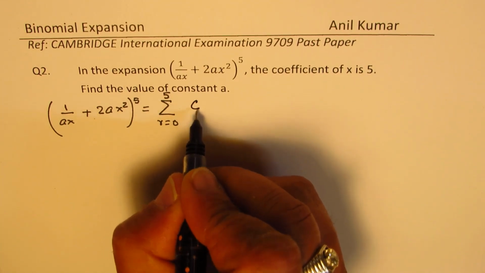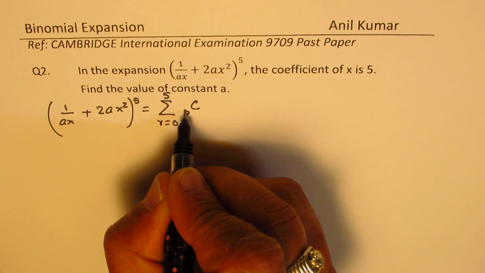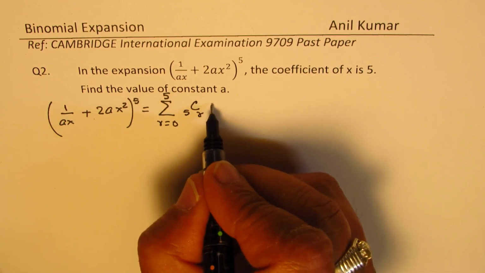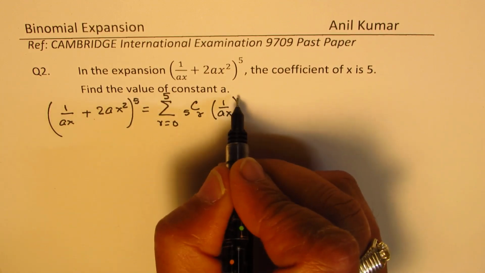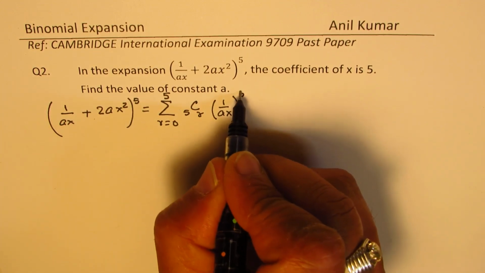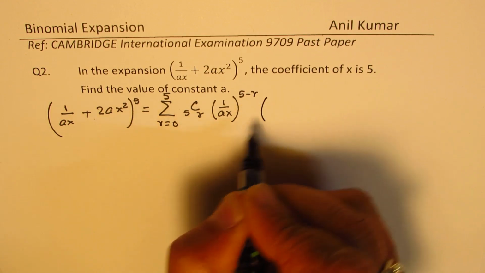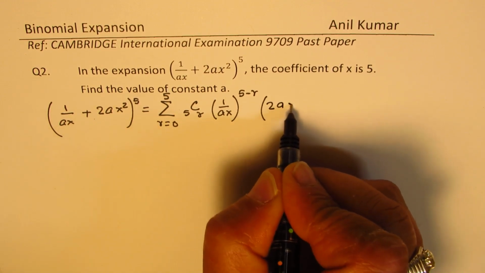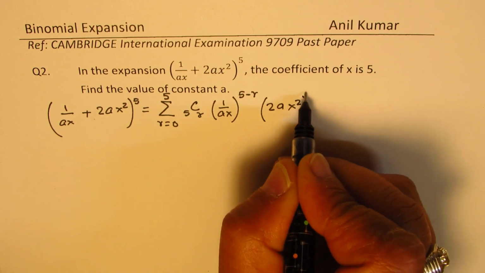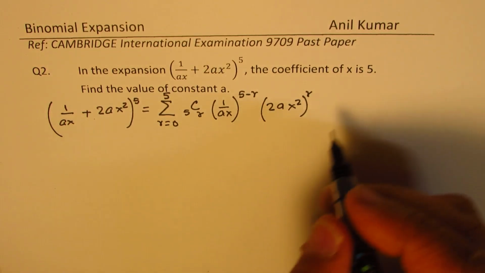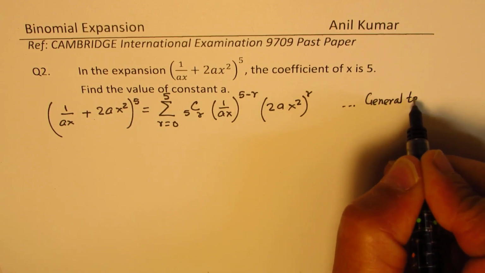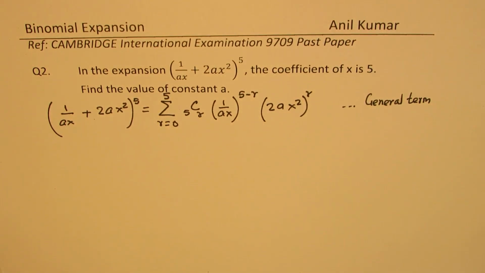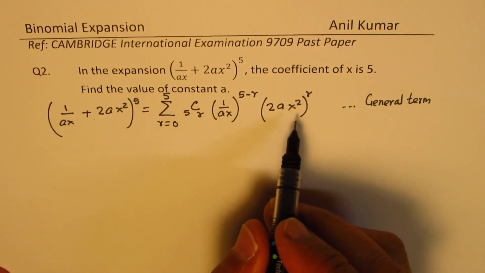And then we have 5cr, first term, 1 over ax to the power of n, which is 5, minus r, times 2ax squared to the power of r. So that becomes a general term. What are we looking for? We are looking for the coefficient of x.